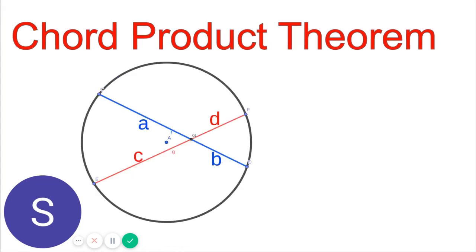And then finally, we have the chord product theorem. This is another not terribly hard relationship to understand. On the chord product theorem, you can see that this blue chord and this red chord are each split into two pieces. The blue chord is A and B. The red chord is C and D. The way you would figure out either A, B, C, or D, whatever you need, is to use this relationship here: A times B equals C times D.